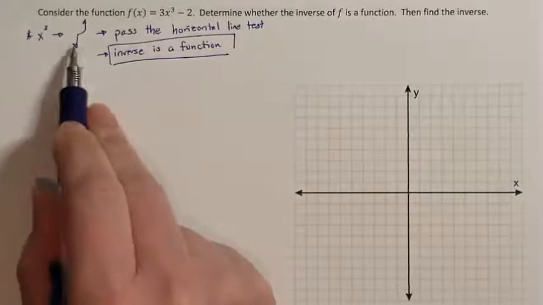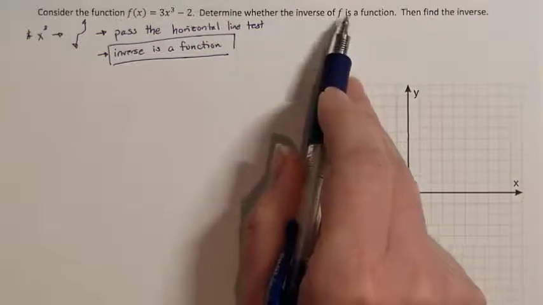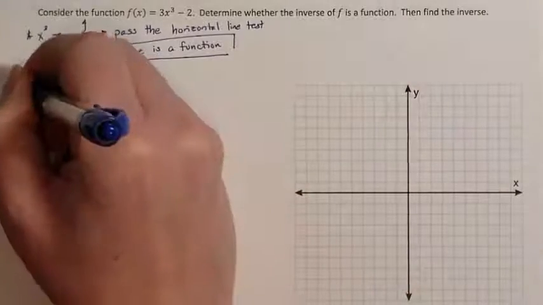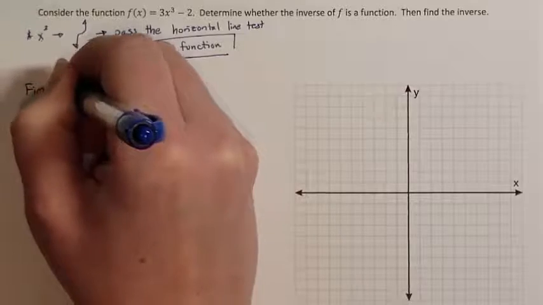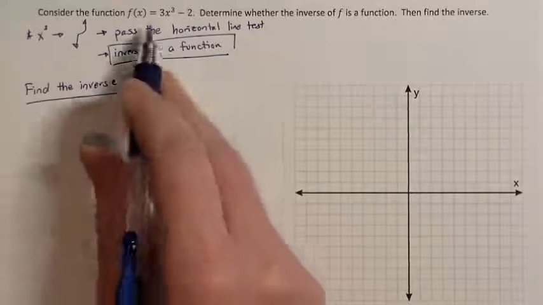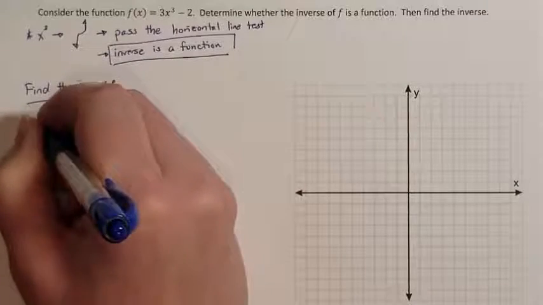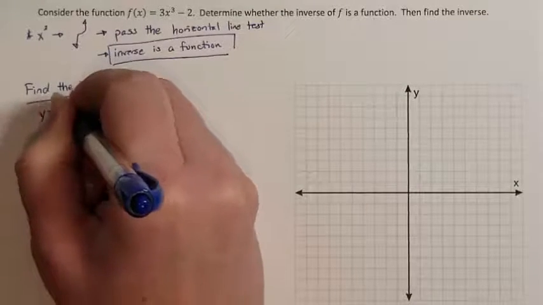So consider the function, we did. Determine whether it has an inverse, we did. Now it wants us to find that inverse. So let's go ahead and find the inverse. To find the inverse of this function, I need to write this function not with f of x, but with a y. So here's me writing the function with a y.